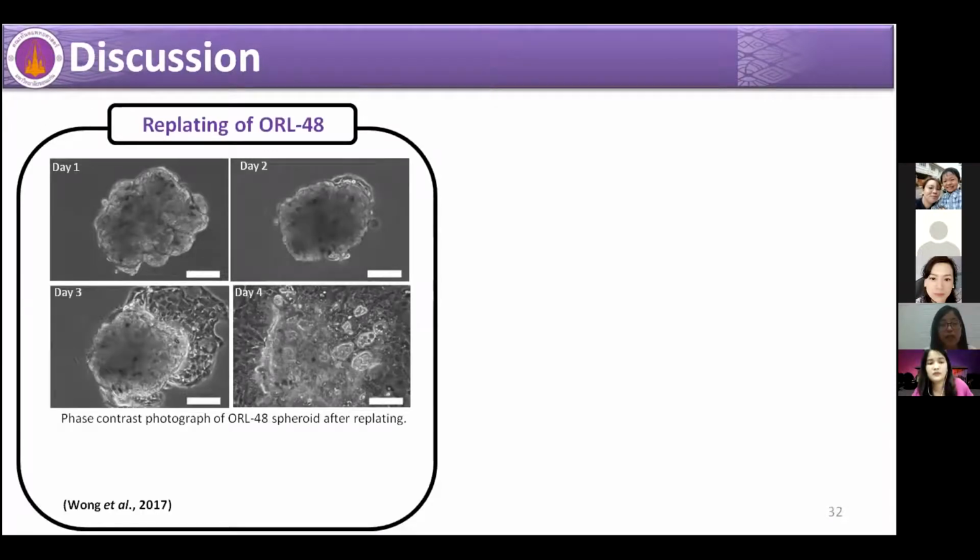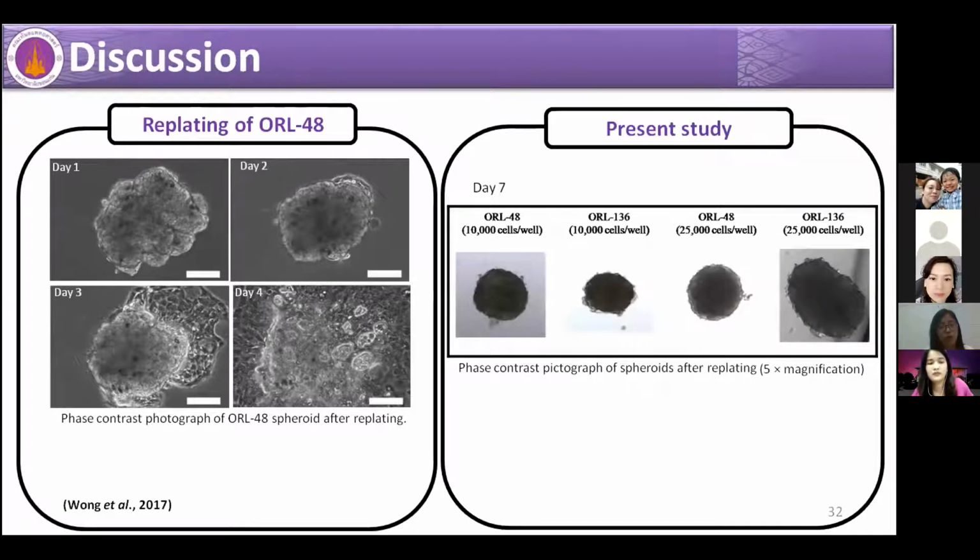And this group did the replating of their spheroids on OL48, and they observed from day 1 until day 4, and they observed that they disintegrated into monolayer from day 2 onwards, but they did the study to see the proliferative ability of the spheroids. While in our study, we just wanted to see whether the spheroids remain intact after we transfer to the flat bottom, and it remained intact.